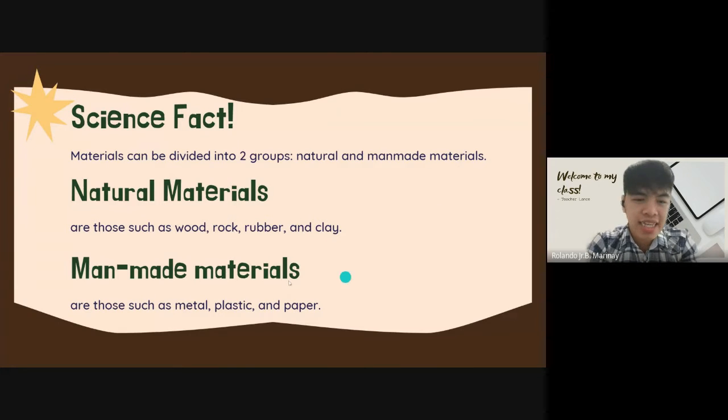The next examples of materials are the man-made materials. It comes from the word man-made, which means that humans made it. We people made it. Those things are metal, plastic, and paper.